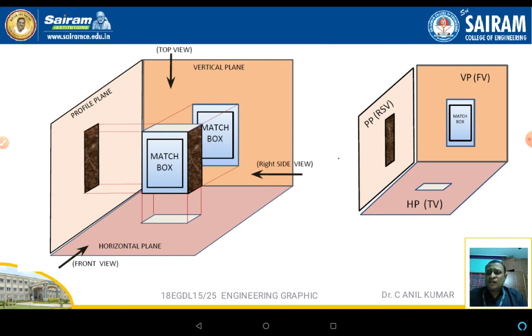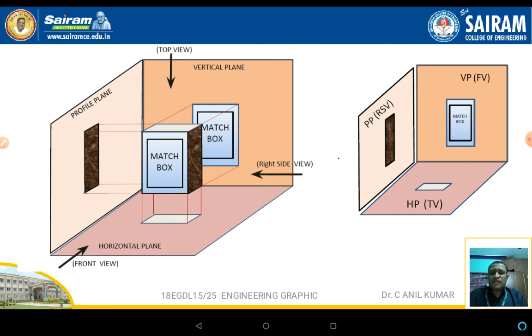Once the observer is looking in the front view, the image that is transferred on the vertical plane is the front view. The side portion of the matchbox is viewed from the right side, and the same image is transferred to the profile plane, which is the profile view. The same matchbox, if you are looking from the top, the image of the top view is placed on the horizontal plane. That image is called the top view.